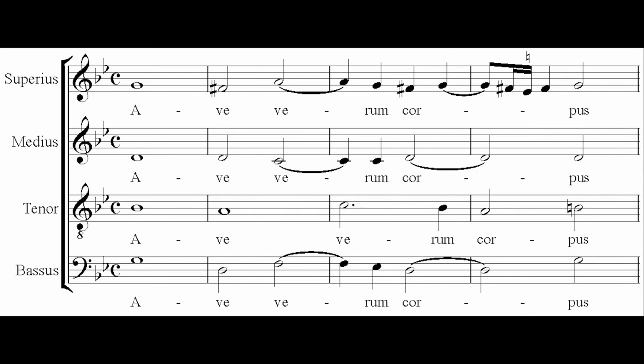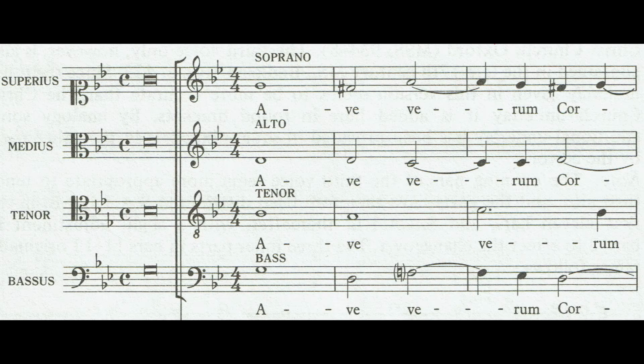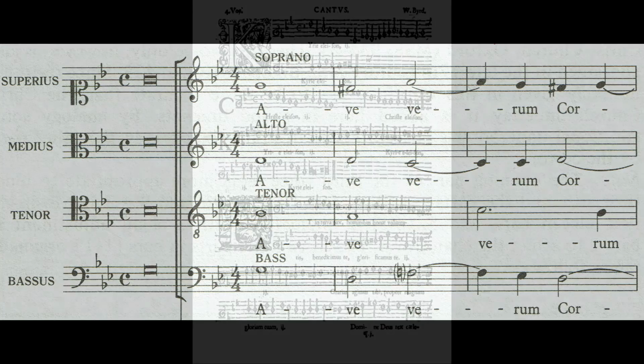So when we see the C meter in modern day editions, as we do here in William Byrd's familiar motet Ave Verum Corpus, we shouldn't think of four beats per measure. Or when we see an edition with 4-4, we should ignore it, with the understanding that the editor of the edition was simply ignorant of original meter signatures and their meanings. We should also understand that there was no 4-4 at all during the Renaissance era.